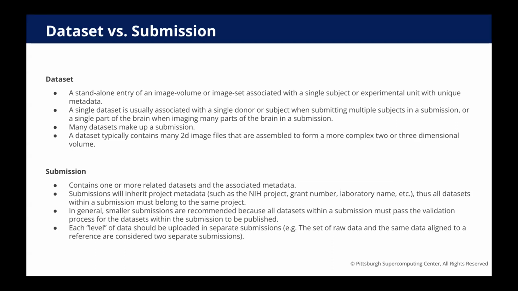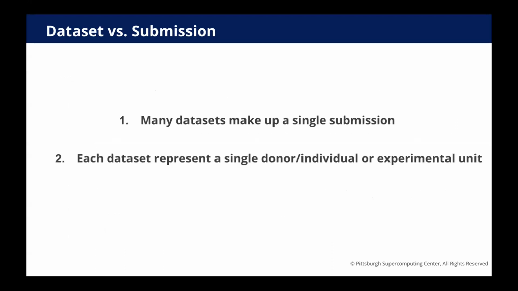Alex said earlier that we do generally suggest smaller submissions. So in case you need to make any changes, or if something doesn't pass validation and you really need to push something through, you might want to subset that out from your larger submission. Each submission should generally be of the same level. So maybe you have imaged many specimens in different ways. We generally ask that you subset your raw data or maybe your more processed data into 2 separate submissions. So big takeaways from that are many data sets can make up a single submission, and each data set represents a single donor, individual, or experimental unit.